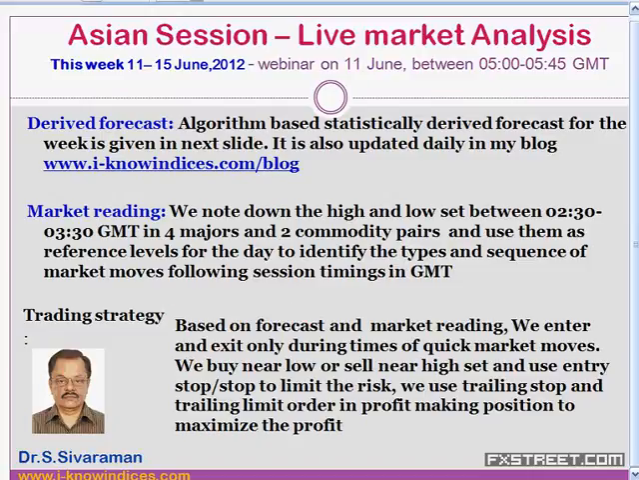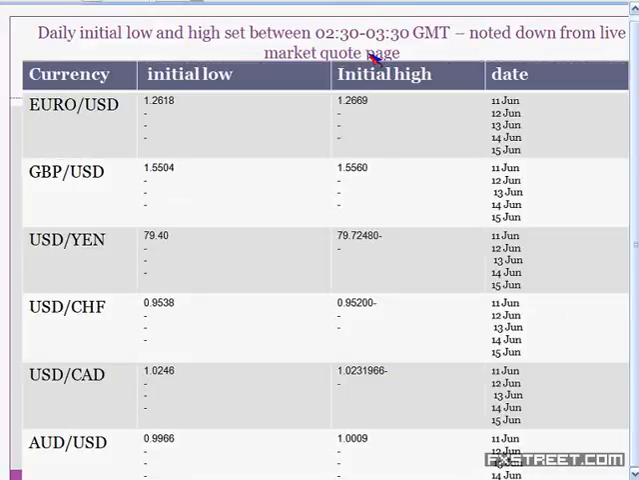So let me go to the second slide and show you the initial lows and the highs set around 3:30 GMT for today. You can also see it in the live market quote page. I have given the link, the lows and the highs which are given, whether they have breached the highs or the lows for the day set around 3:30. From there we can identify what sort of moves they could do, or whether they are going to do only the higher level swings now.